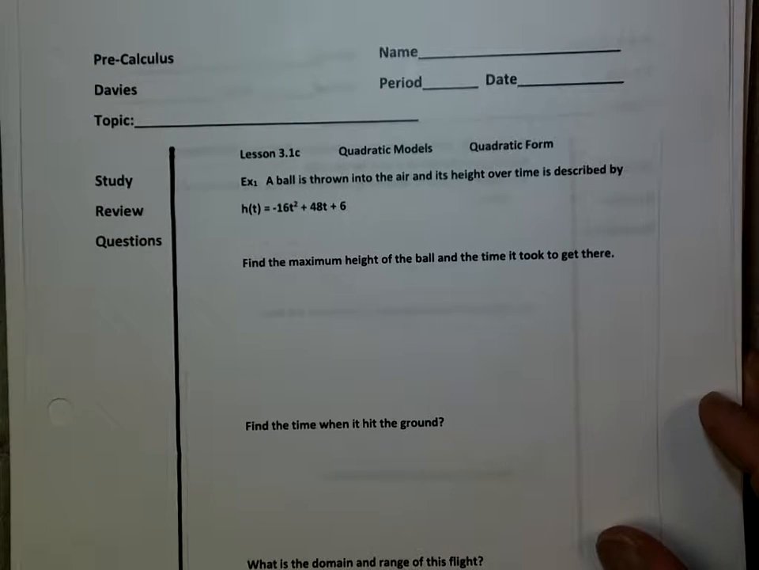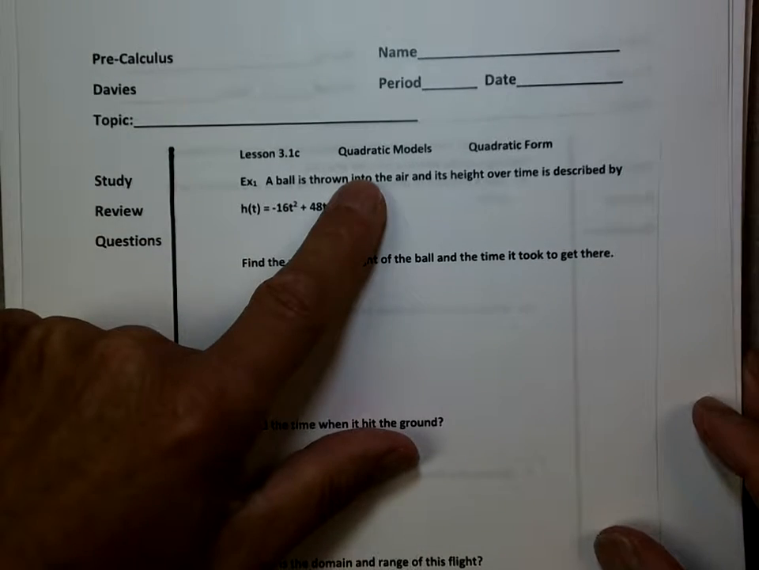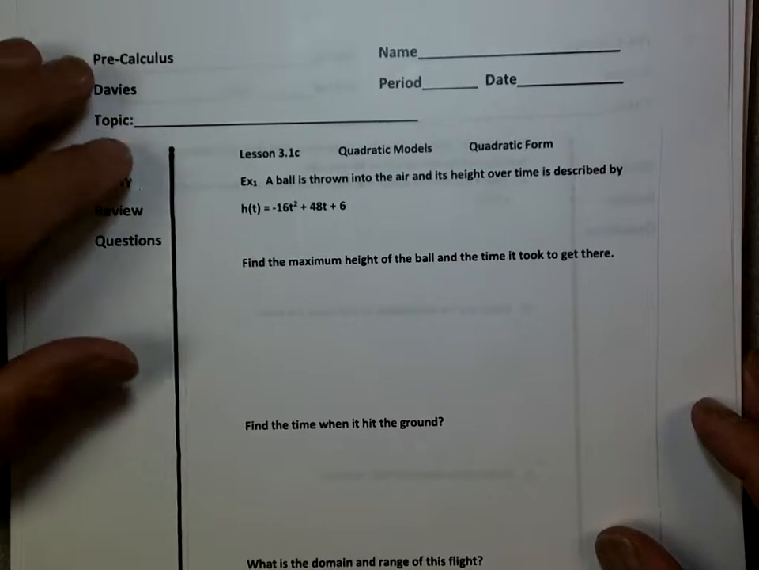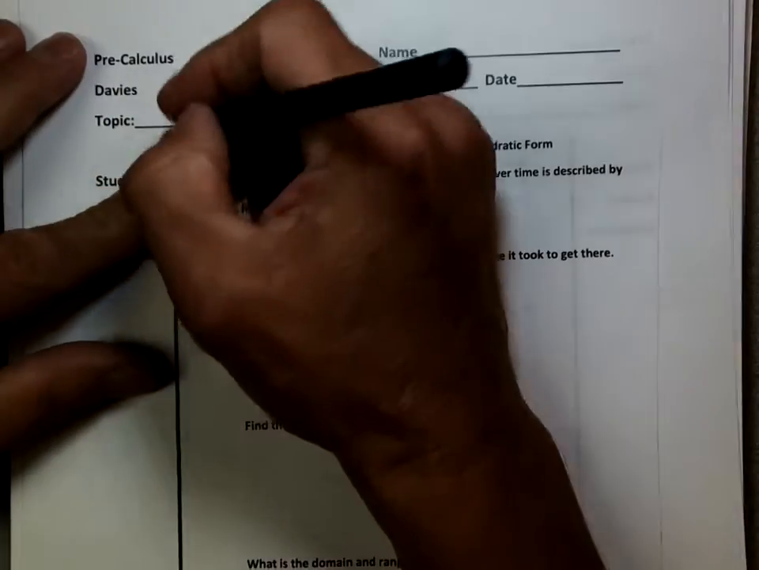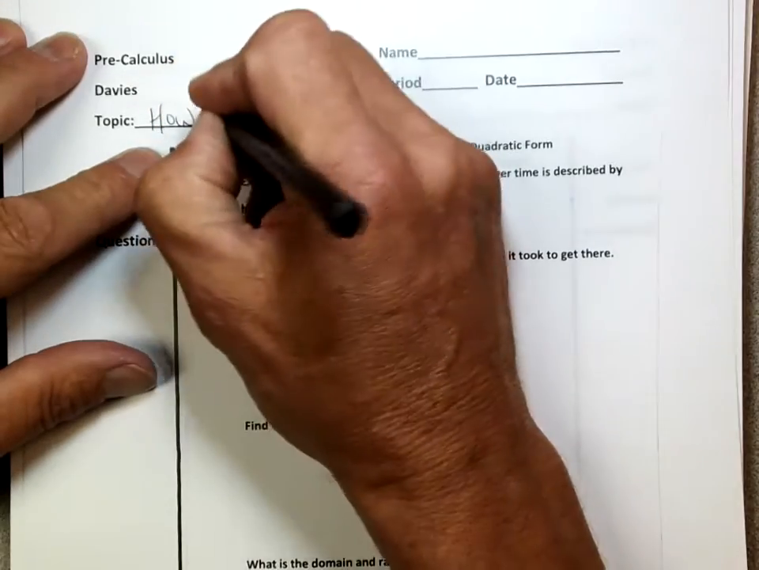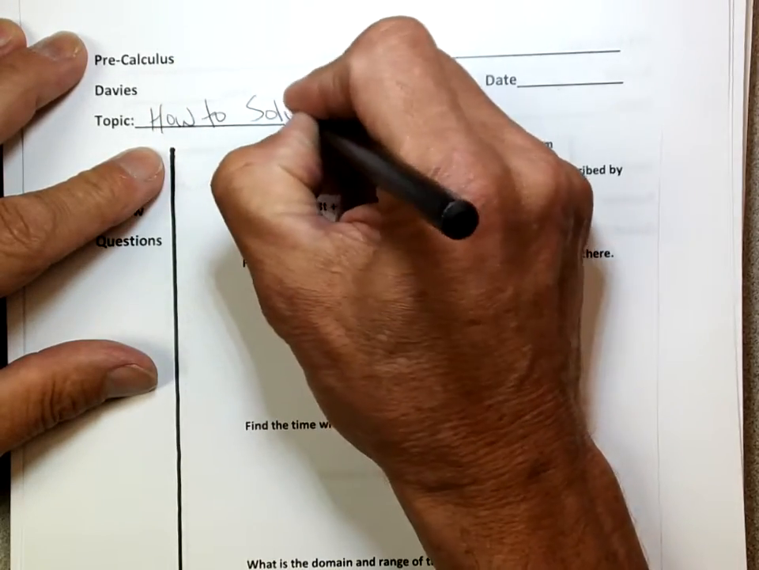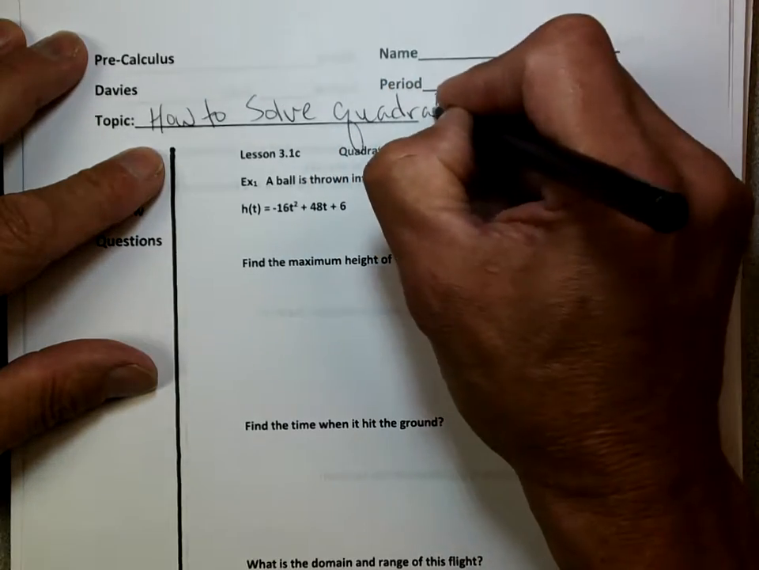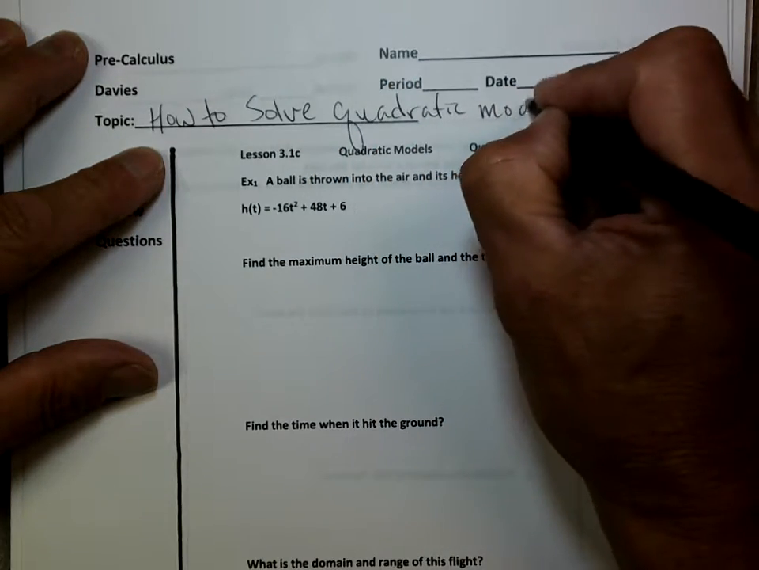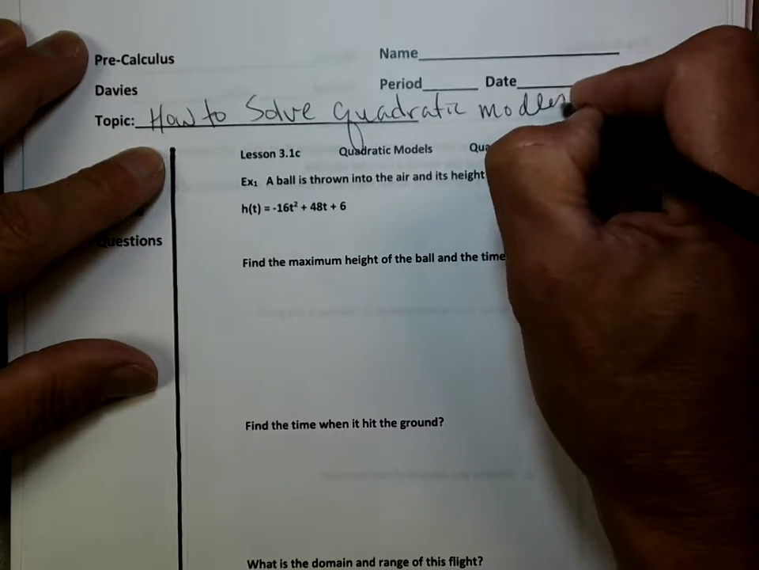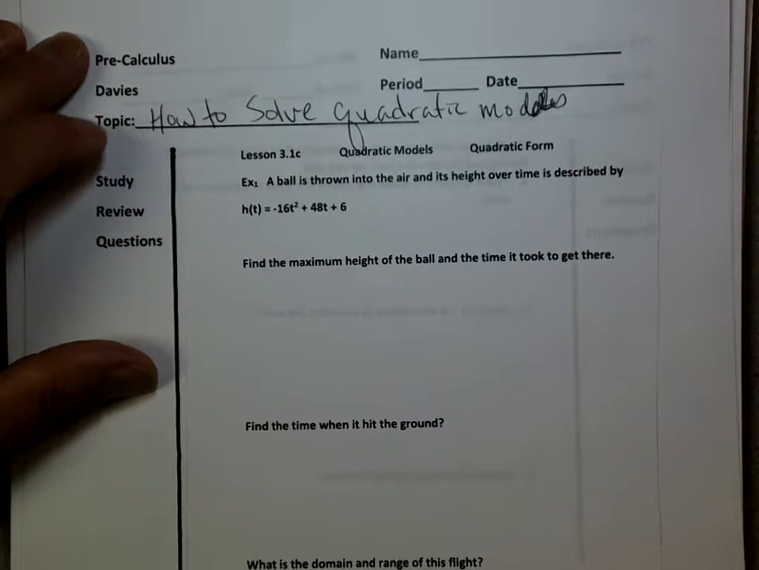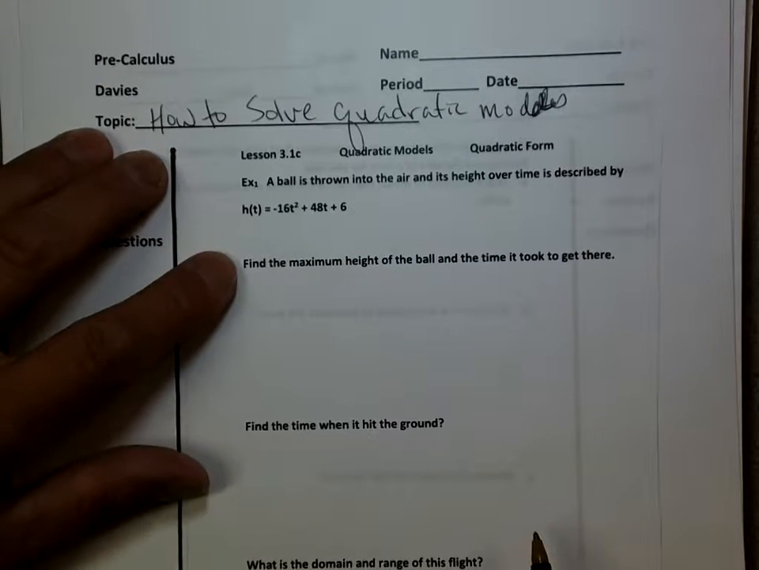Anyway, today what we want to talk about is called quadratic models. It's basically how to set up an equation to solve quadratic models. So it's story problems. I'm so sorry. It's the way it is.